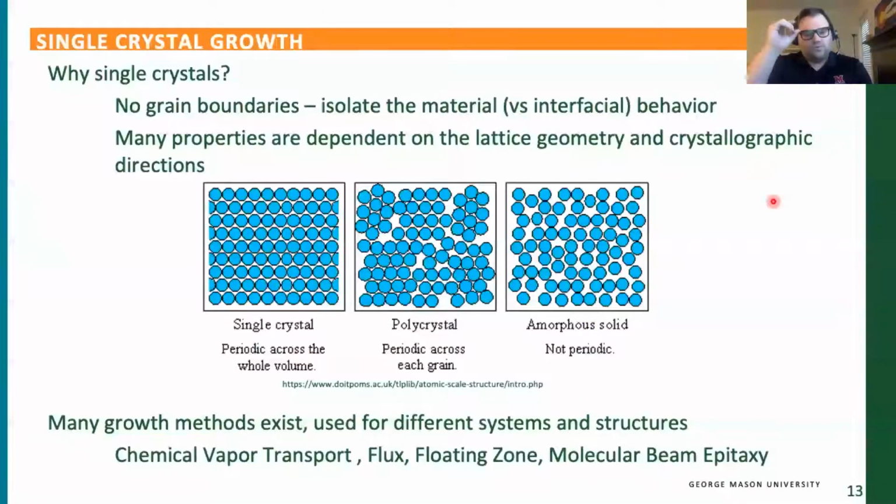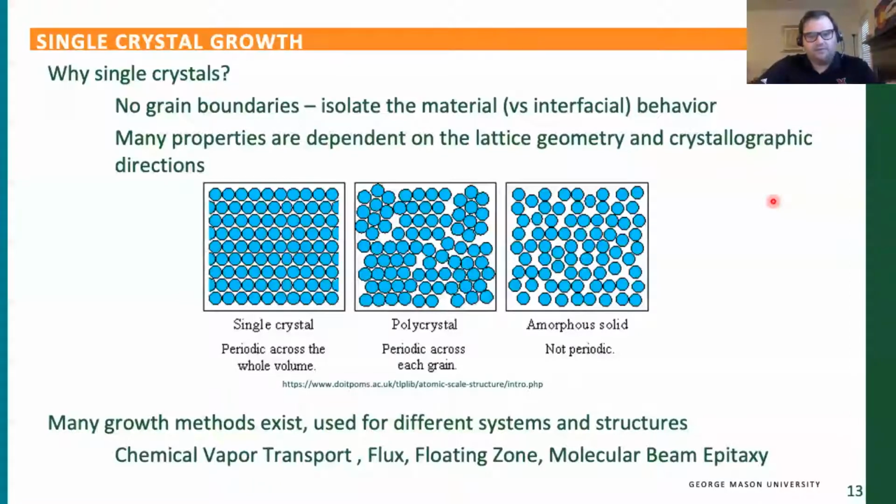So that's how we kind of pick a system. But once we pick a system, we must now grow the materials for study. And in all of my examples, I've been talking about results that were performed on single crystals. In fact, most of the work of our group is performed on single crystalline samples. But why the emphasis on single crystals?